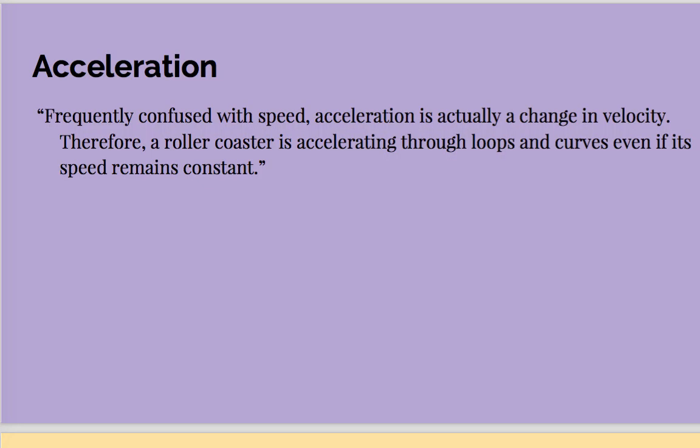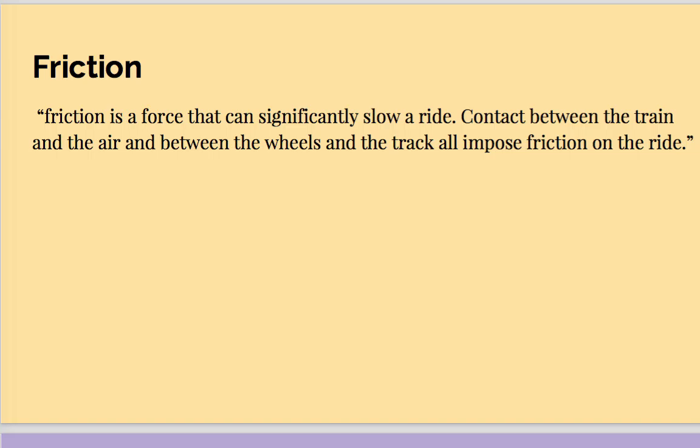Acceleration. Frequently confused with speed, acceleration is actually a change in velocity. Therefore, a roller coaster is accelerating through loops and curves even if its speed remains constant. Friction. Friction is a force that can significantly slow a ride. Contact between the train and the air, and between the wheels and the track, all impose friction on the ride.